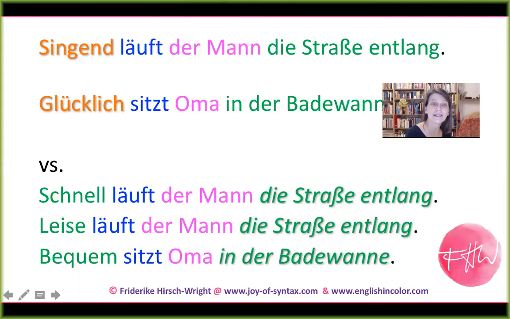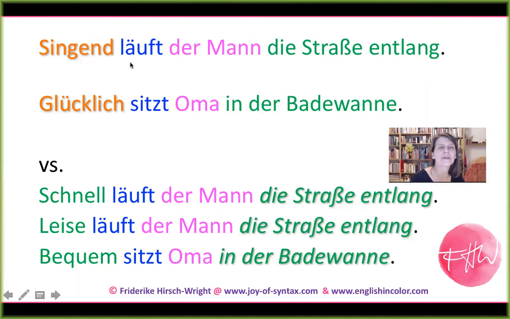So we can say, singend läuft der Mann die Straße entlang. Compare that to der Mann läuft singend die Straße entlang. And remember, I made a video about that. In a main clause, the finite verb is always in position 2 in German. And so when you move an adverbial or a predicate appositive into position 1, then you bump the subject into the slot behind the finite verb. So compare these.